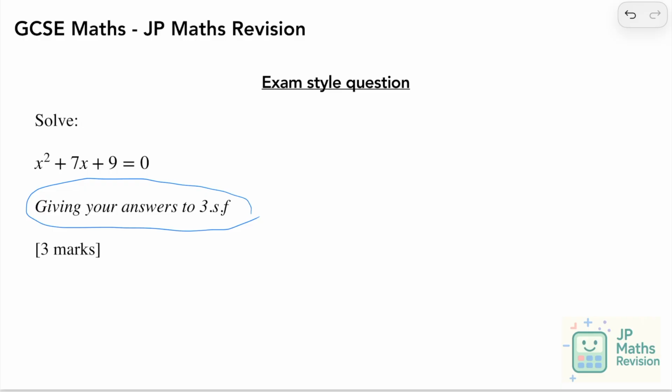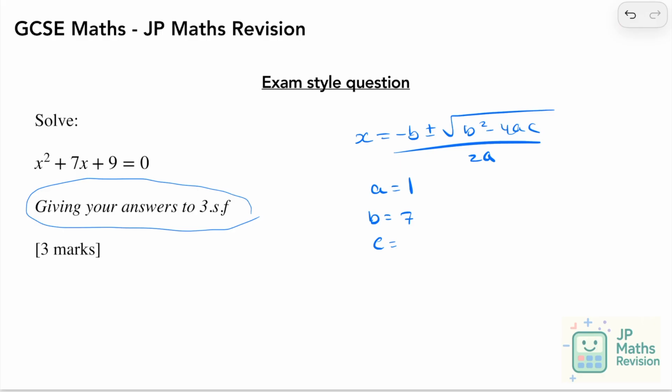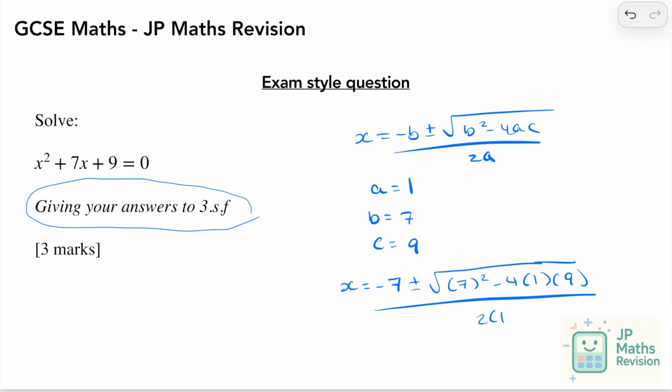So the quadratic formula is x equals minus b plus or minus the square root of b squared minus 4ac over 2a. So in this case, a is the coefficient of x squared, so that's 1, b is the coefficient of x, which is 7, and c is that constant on the end, so that's 9. Plugging them in, I have x equals minus 7 plus or minus the square root of b squared, so 7 squared, minus 4 times 1 times 9, all over 2 times 1.